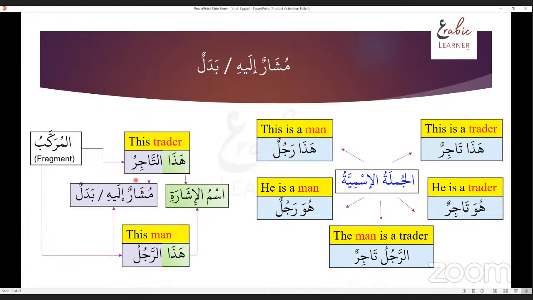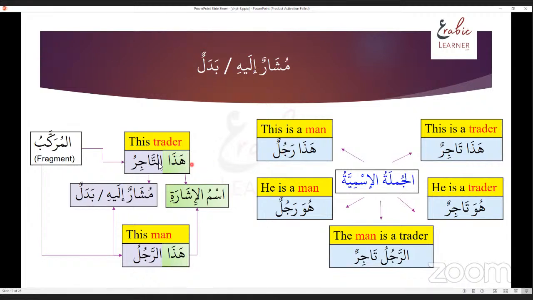And I'm purposefully making this ma'rifa to make a relationship with ismul ishara. But here, take this example. There is no relationship here. Hada is separate, rajulun is separate. Here also, hada is separate, tajirun is separate. So that's why I'm saying hada, and then tajirun is coming. When there is no relationship, the English word 'is' comes. So that's why I'm saying this is a trader. Is or are in English comes when there is no relationship.